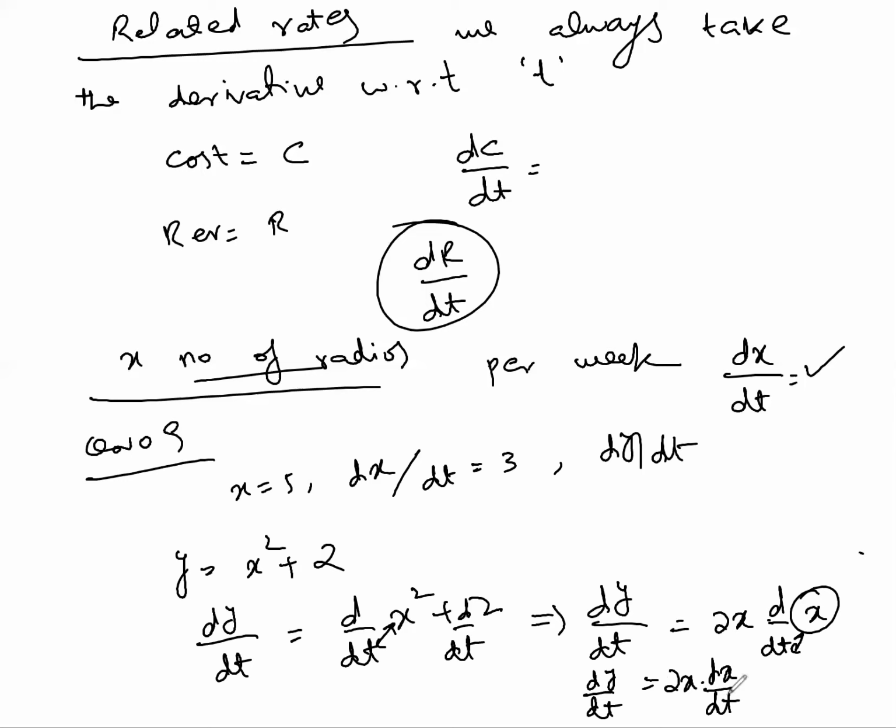So dx by dt was 3, x is 5. You can substitute and you get 30 as a result. So this is how we find the derivatives of rates. For example, I will solve one more example.